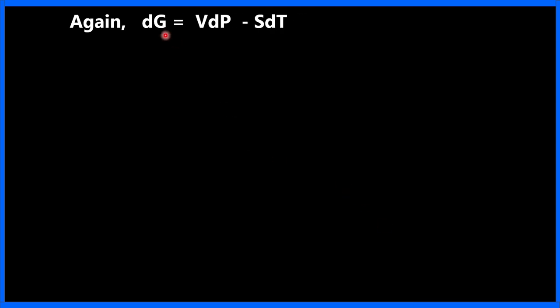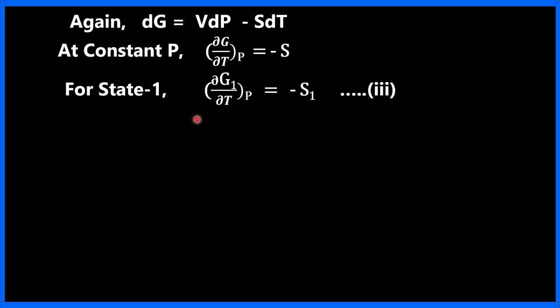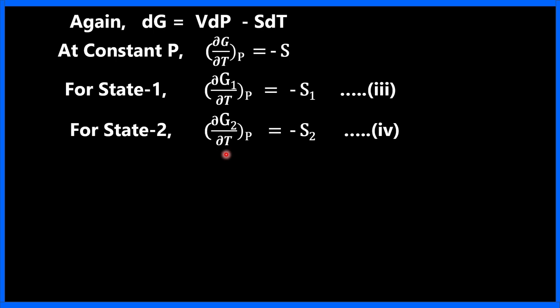Again, dG is equal to VdP minus SdT. This is a very important thermodynamic equation. At constant pressure, dP should be 0. Therefore, del G by del T at constant P is equal to minus S. So, for state 1, del G1 by del T at constant P is equal to minus S1, equation 3. And for state 2, del G2 by del T at constant P is equal to minus S2, equation 4.